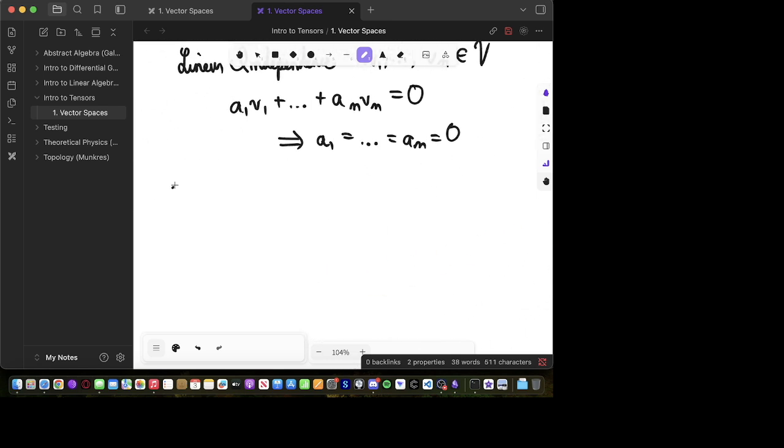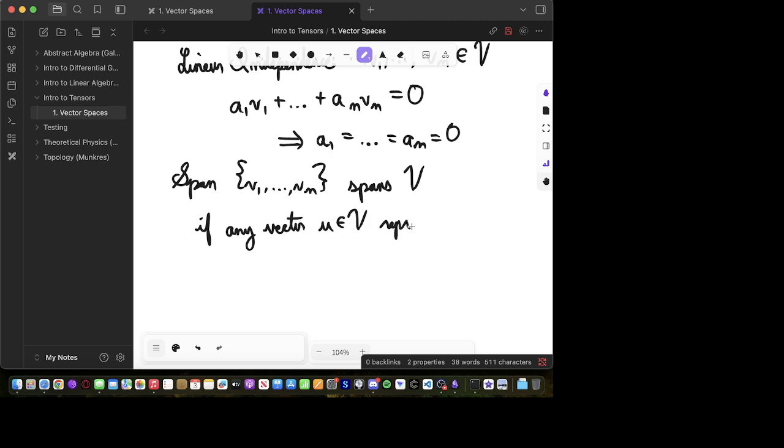Alright, so let's talk about span. We say that a set of vectors v1 to vn spans a vector space V if any vector in V can be represented as a linear combination of v1 to vn.